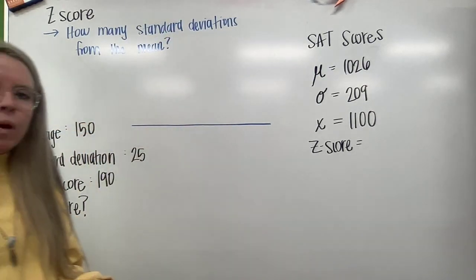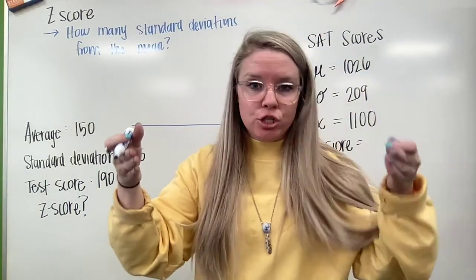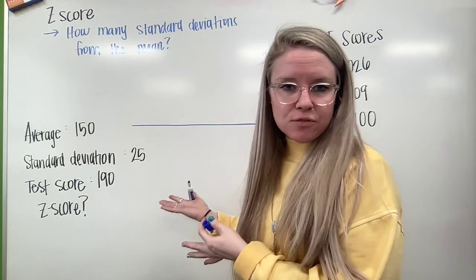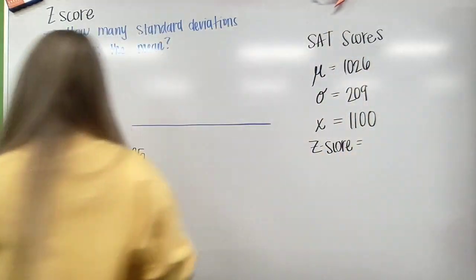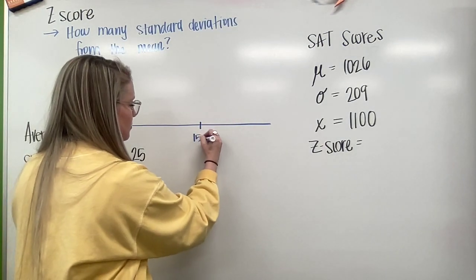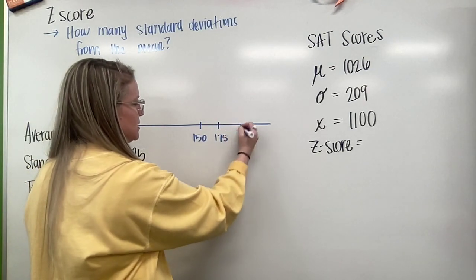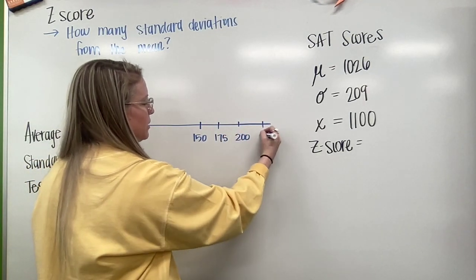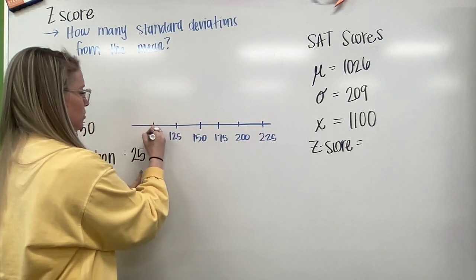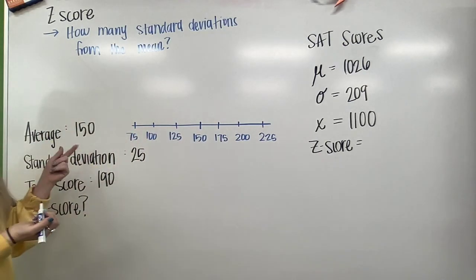Okay? The reason why we need this is because not all of our points are going to be exactly 1, 2, or 3 standard deviations from the mean. Let's take a look at this first example and see what we're talking about here. So if I have an average of 150, we know that that goes in the middle. And then we have a standard deviation of 25. So we can set this up as 175, 200, 225, 125, 100, and 75. All right?